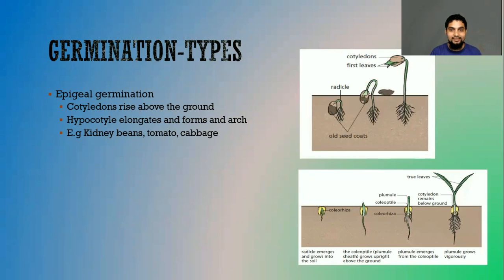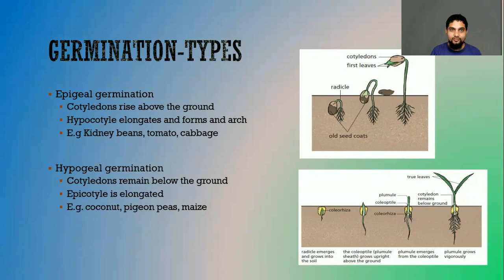You can see that in the middle of the image, the second drawing of the plant germinating at the top, you would see a little arch, and that arch is referred to as a hypocotyl. You would not see this in hypogeal germination. Examples of plants that germinate using this method would be kidney beans, tomato, and cabbage.